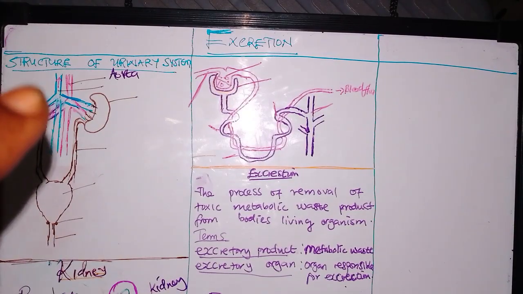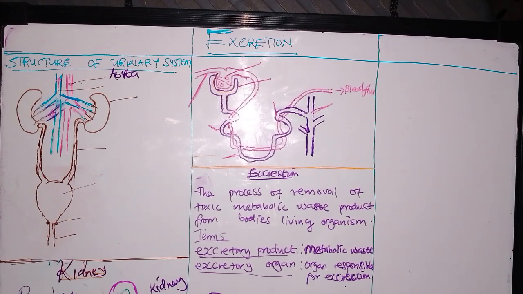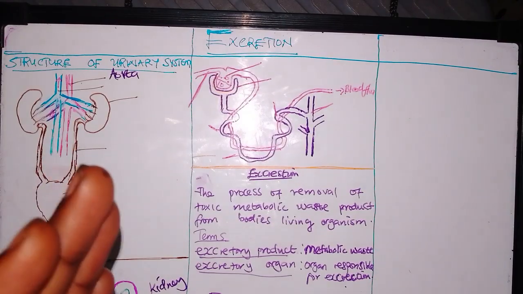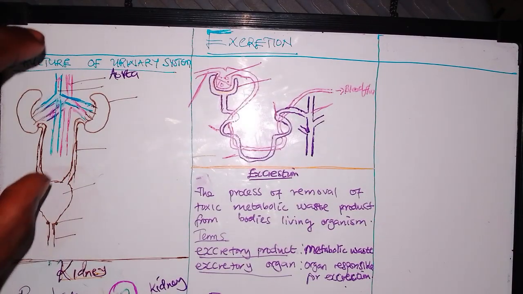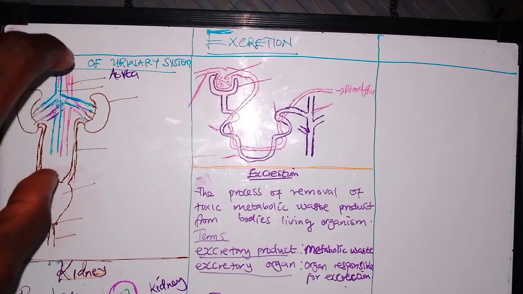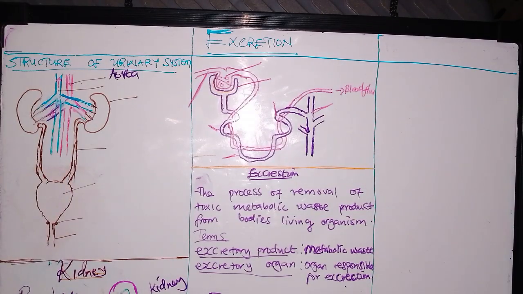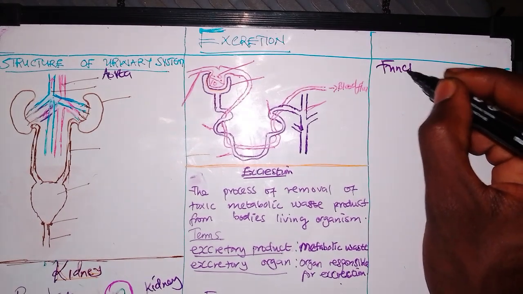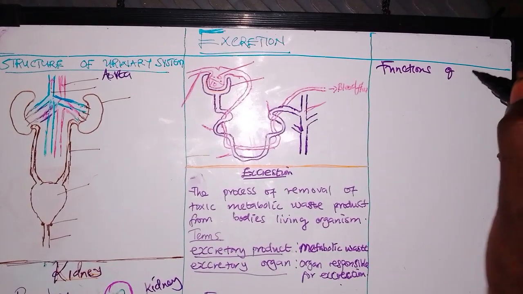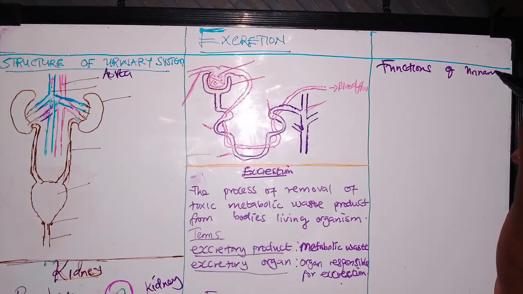So what is the function of the aorta? The function of the aorta is basically to carry blood from the heart to the other parts of the body. That's why it is in red. The reason is that it carries oxygenated blood with oxygen from the heart to the rest of the body. Yeah, so here we'll be writing, let's say, functions of urinary system.